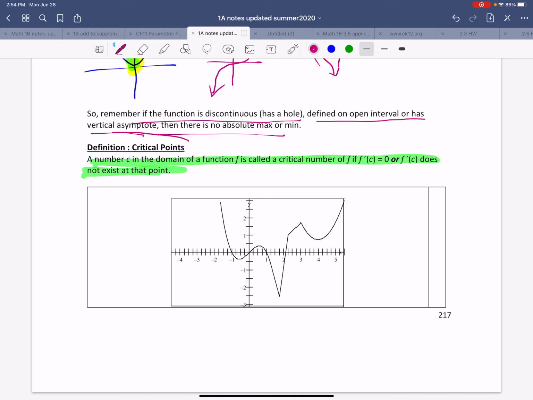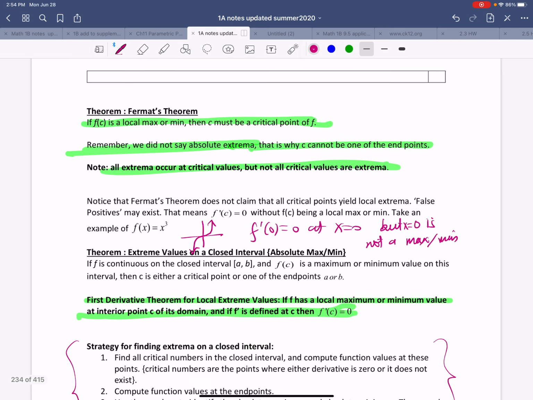So what is a critical point? A critical point is a number c in the domain of the function. In easy words, critical points are the points which are candidates for your max or min. Critical points are the points where your derivative is 0 or does not exist. In this case, my critical points will be all the points where either the derivative is 0 or the derivative does not exist. Fermat's theorem: Fermat says that if c is a local max or min, then c must be a critical point.